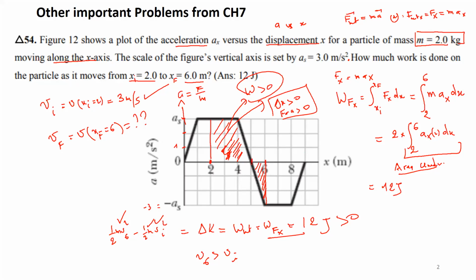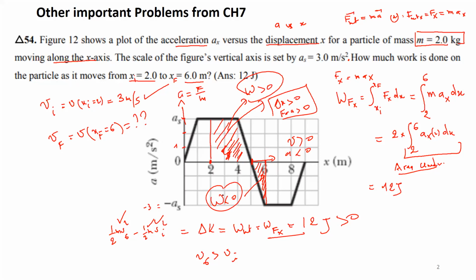Now, when I arrive here, acceleration is 0, and now the acceleration becomes negative. Acceleration becomes negative means force becomes negative, but I'm still moving in the positive direction. So velocity is positive, but acceleration is negative. I'm slowing down. And that makes sense because here the work is negative, so I'm taking work from the system.